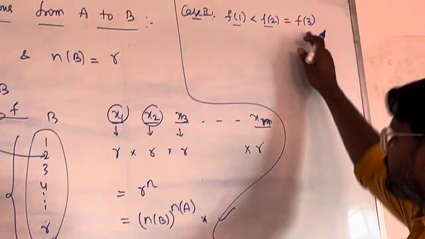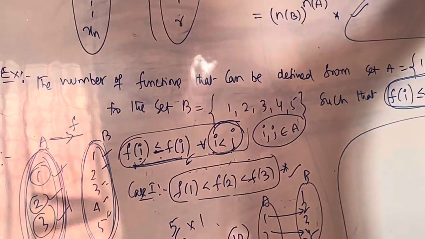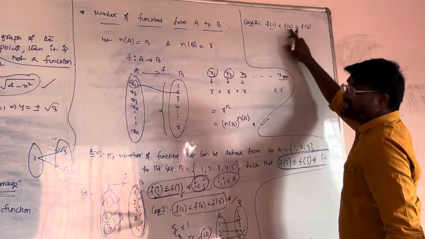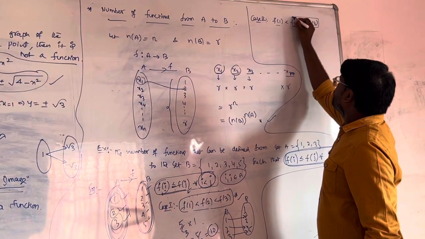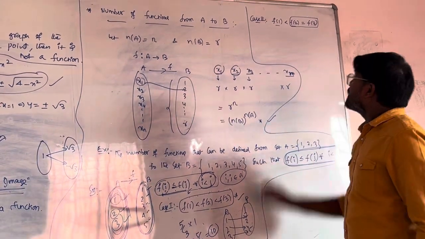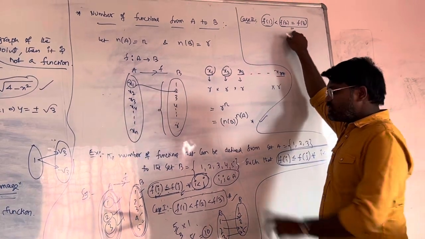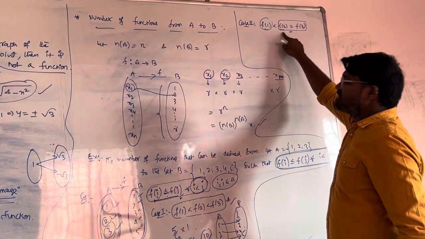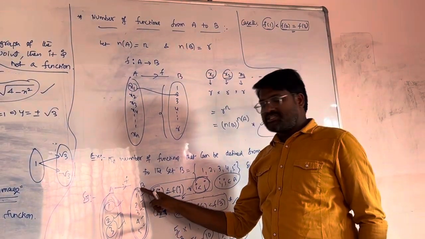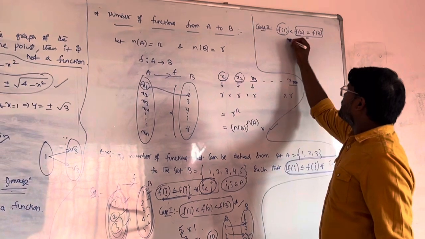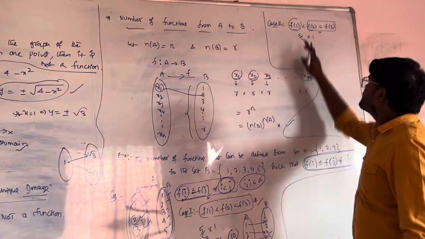Even I can take f of 2 equal to f of 3, f of i equal to f of j for all i less than j. So in this case, one can observe f of 2 and f of 3 have the same image, and f of 1 will be different from this one. So essentially here I need to select only 2 images because f of 2 and f of 3 have the same image. So out of these 5 elements in set B, I will select only 2 elements, which is 5C2, and again there is no arrangement because the arrangement is fixed.